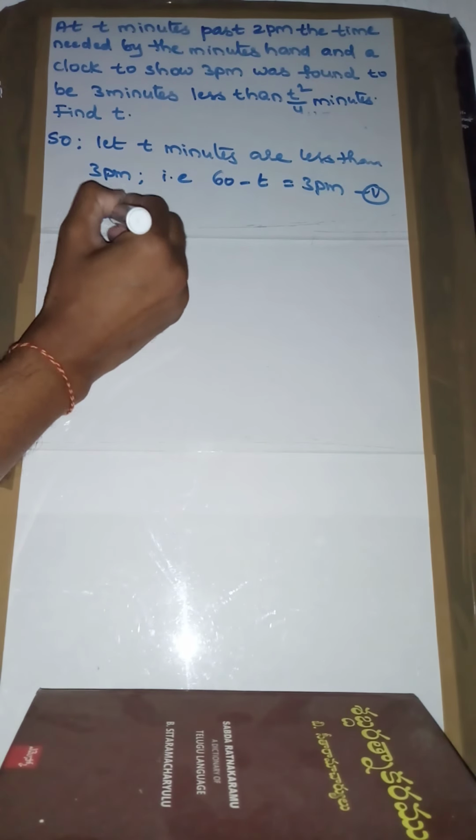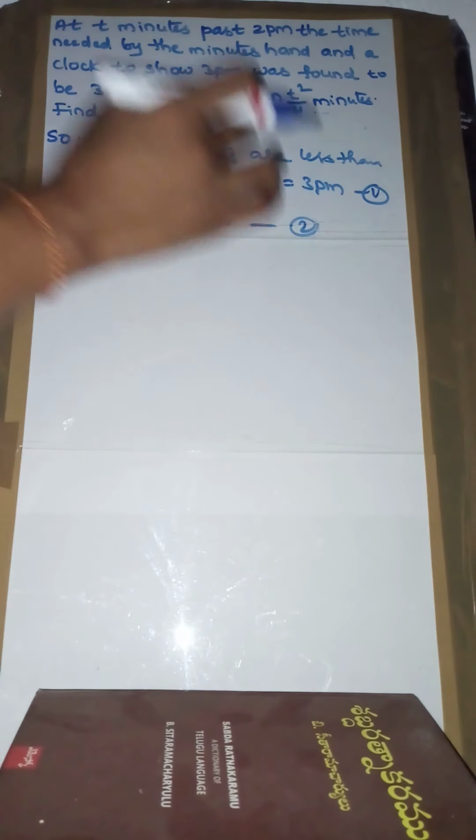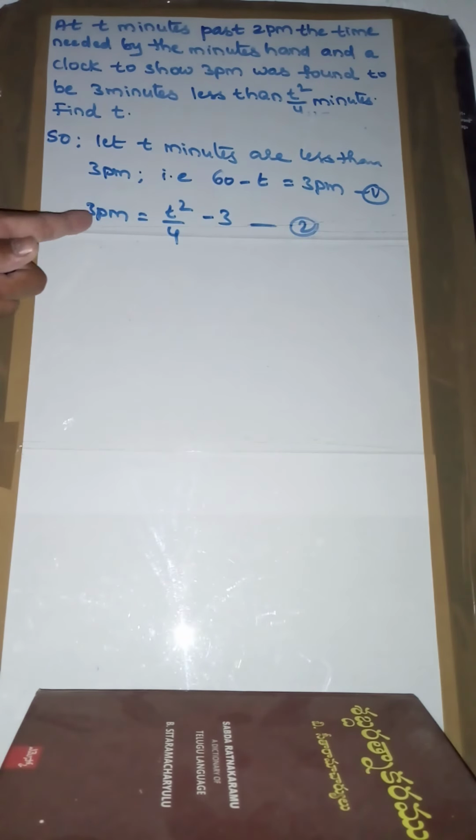Then come to condition number 2. And a clock to show 3 p.m. was found to be 3 minutes less than t square by 4. Means this is also showing 3 p.m. only. This is also showing 3 p.m. only. So by using the property of transitive relation, if A is equals to B and B is equals to C, then ultimately A is equals to C.